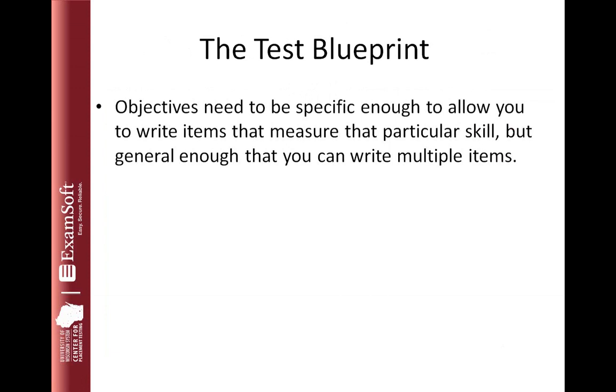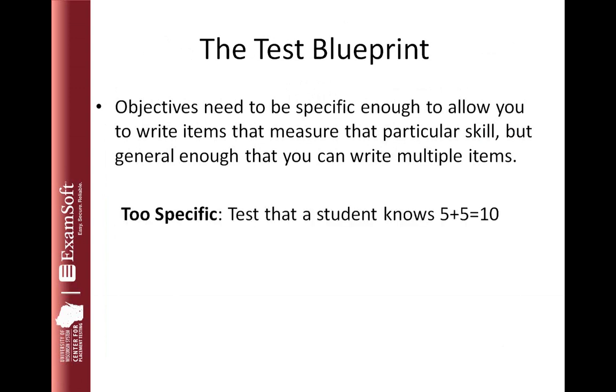When writing the objectives, you want to make sure that they are specific enough to allow you to write items that actually measure that given skill, but general enough that you can write multiple test items for any given objective. So for example, if I had a test objective that says that I want to test that a student knows that 5 plus 5 equals 10, this is too specific. I really only have one way of testing that. I could only write one item, and this is it. 5 plus 5 equals 10. So instead, I may want my objective to be whole number arithmetic. I can write multiple math items that measure whether or not a student or an examinee can add whole numbers.